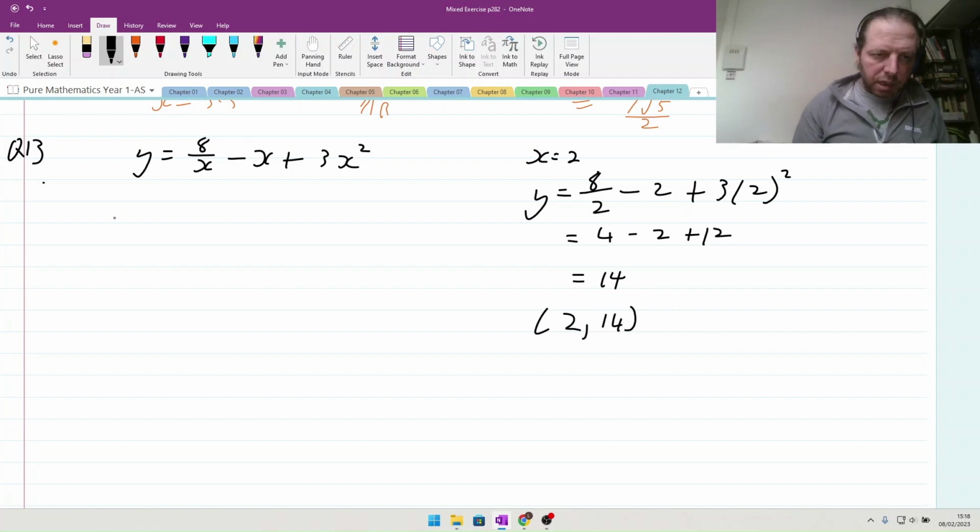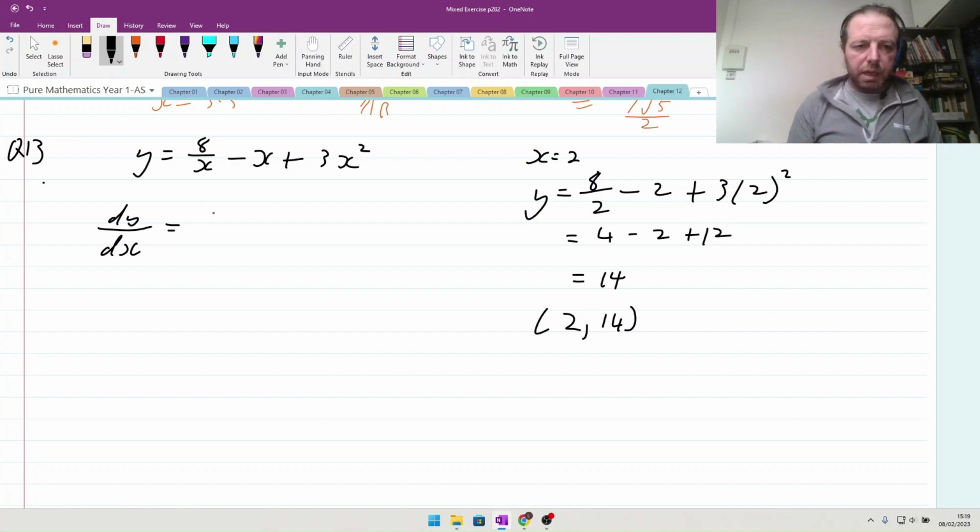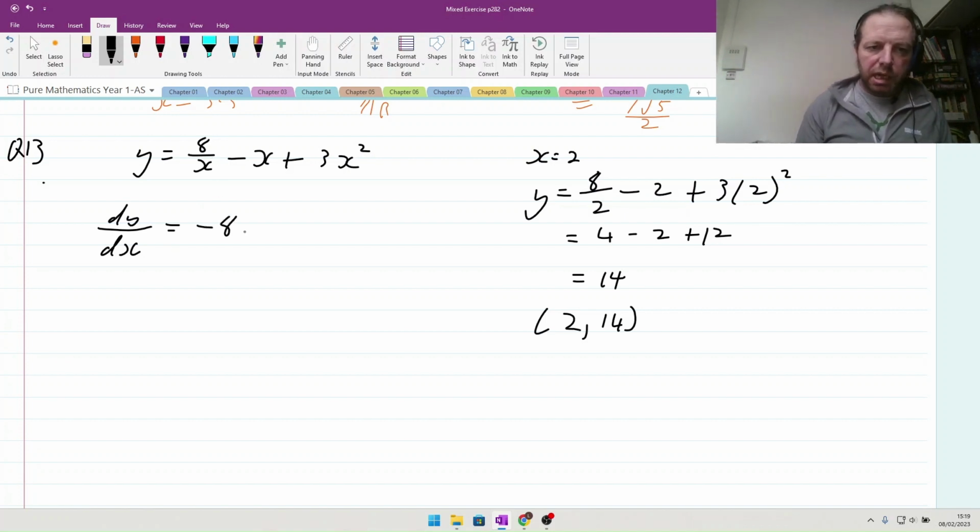Okay, dy by dx, the differentiation of this, is going to be, so that's x to the minus 1, so we end up with minus 8 x to the minus 2, minus 1 for the minus x, plus 6x.